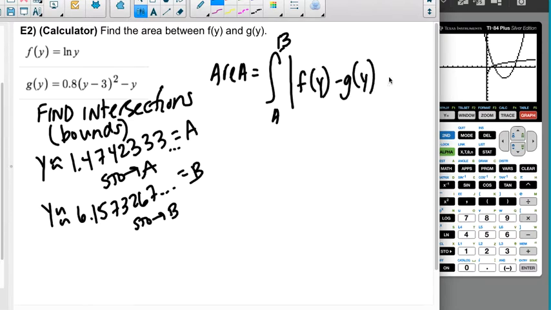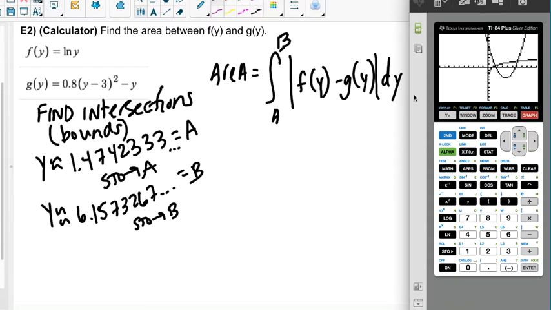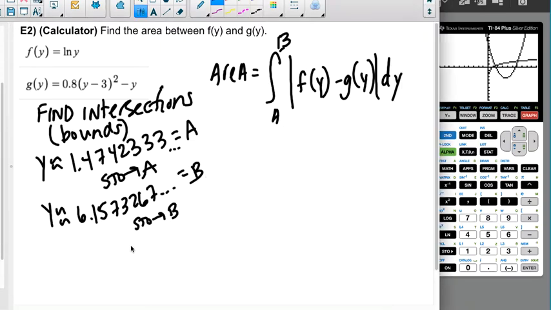I can say the absolute value because then it doesn't matter which way I integrate. Honestly, in this case, I can tell that f of y is going to be the bigger one because if you flipped this over the line y equals x, if you were to reflect it over, you would see that the natural log is the one that will be on the right. But it doesn't matter because all I have to do is write that integrand. So this is what the AP needs.